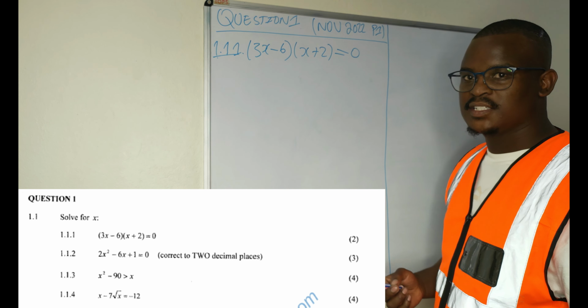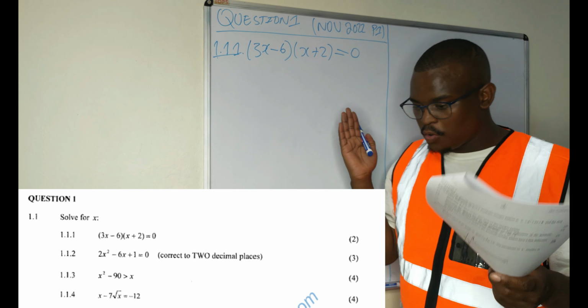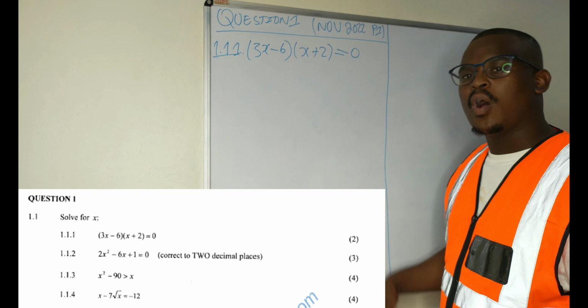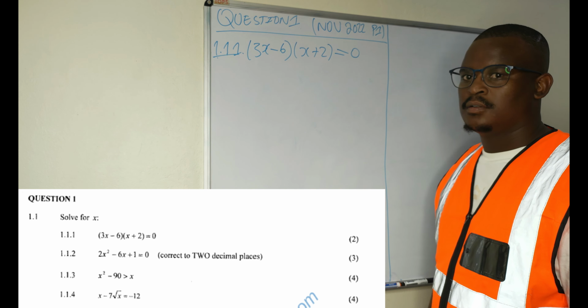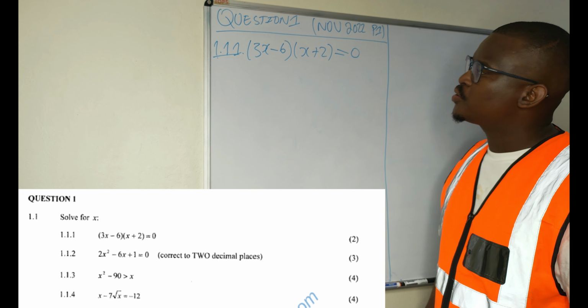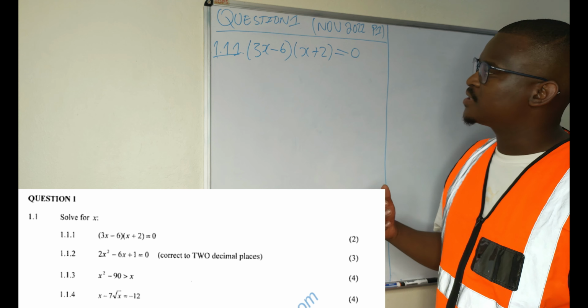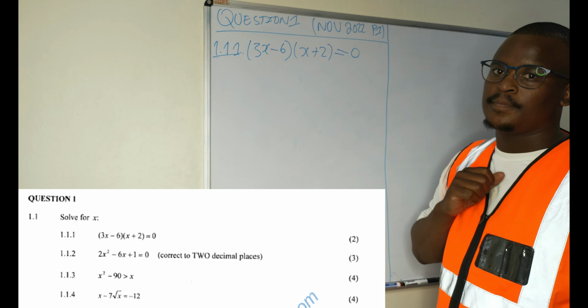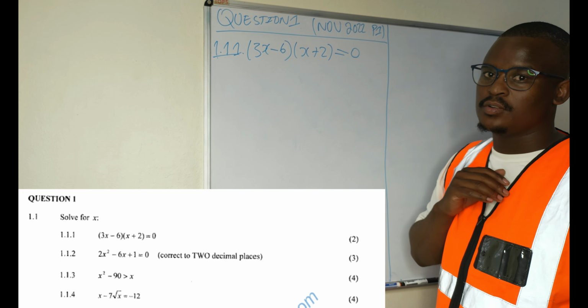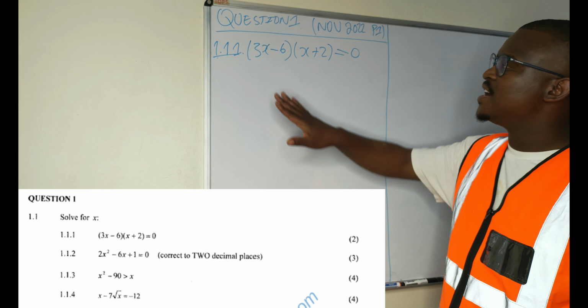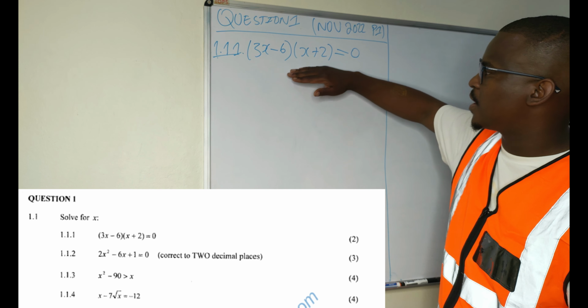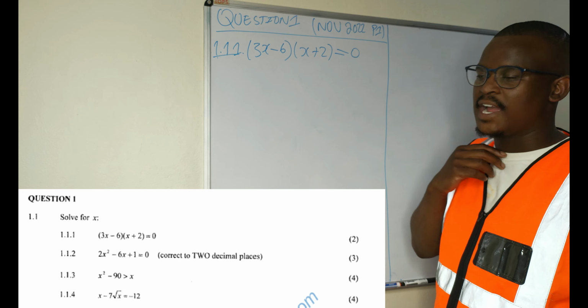When you're looking at this, that's saying find the value of x. But what value of x? They want you to find the values of x such that they satisfy this equation. Find the values of x that will satisfy this equation such that when you multiply this bracket by that bracket, you get 0.